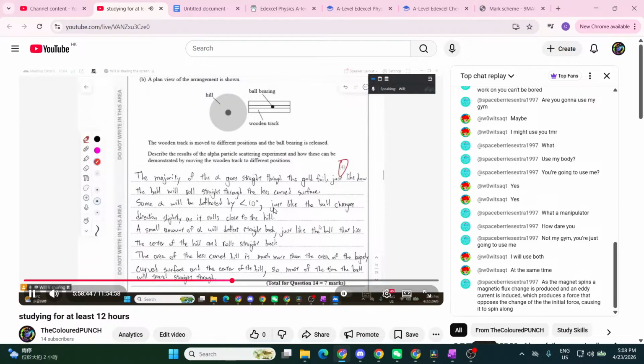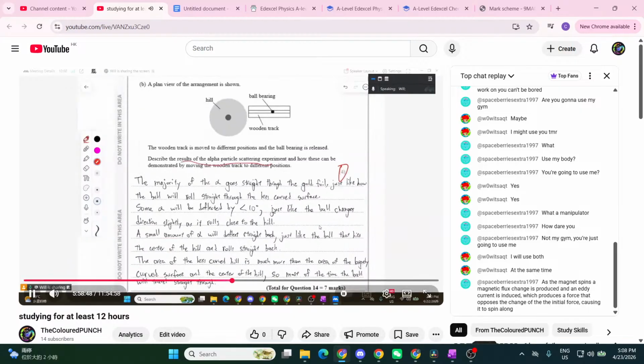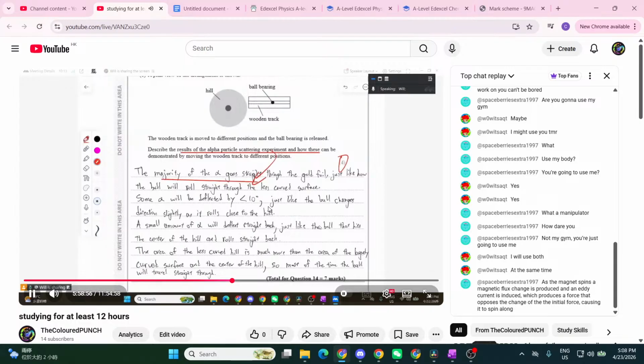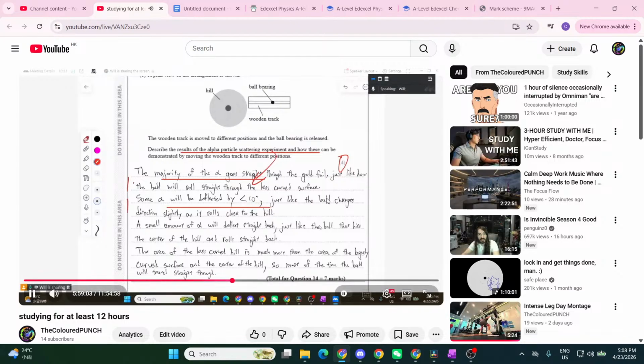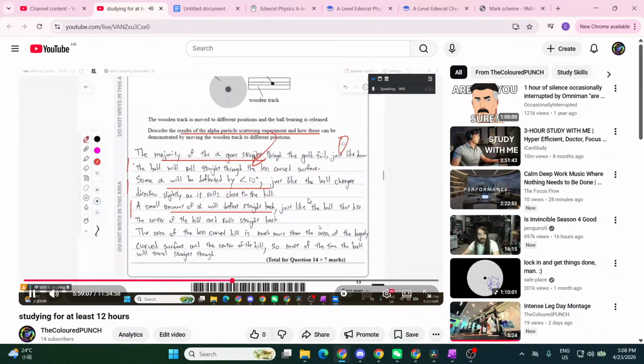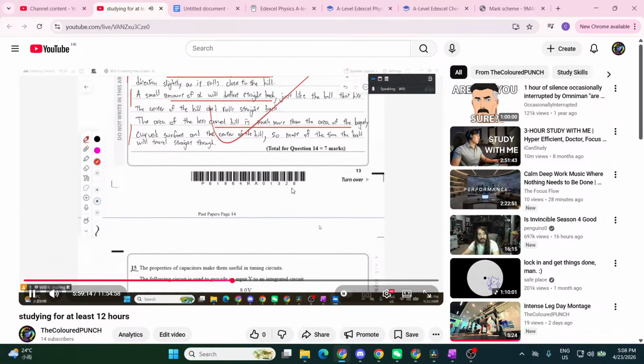Right. This topic. Describe the result of the alpha particle discovery experiment. So we're going to explain the majority, and the corresponding result and conclusion, 1 mark, and the some alpha particles, a small number, another, and final. No problem. Understand.